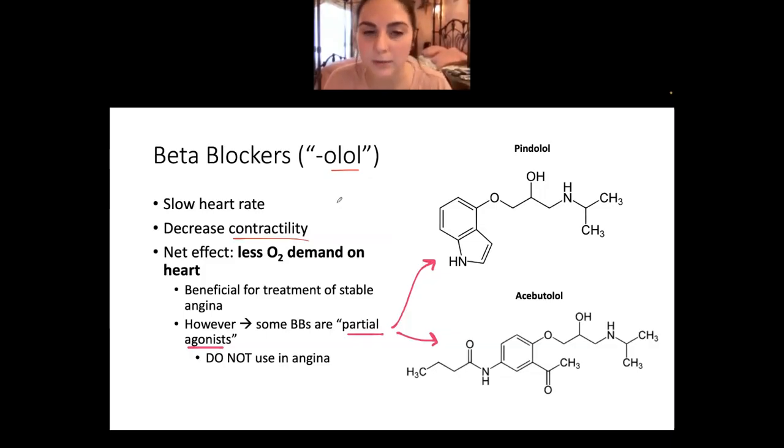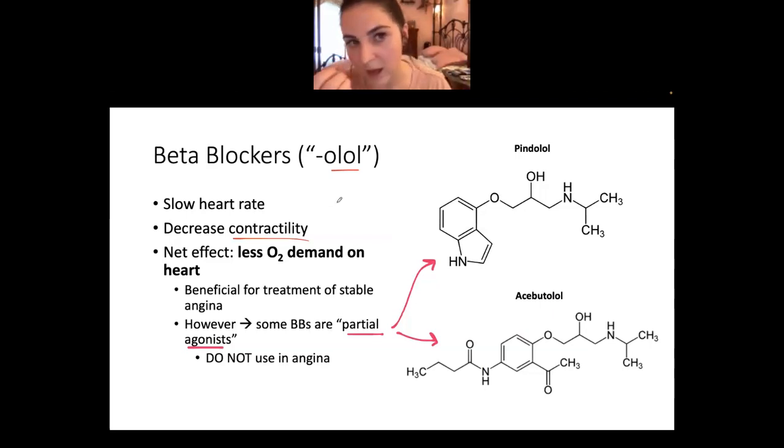Remember stable angina? I don't know if you guys have covered stable angina yet, but what causes the chest pain with stable angina is that the heart is trying to beat and it doesn't have enough oxygen. So that increase in oxygen demand causes the pain. So beta blockers, the whole point of them is to try and decrease oxygen demand. They're trying to make the heart beat slower so that it's not trying to use as much oxygen, and then it's going to give away that chest pain, basically.